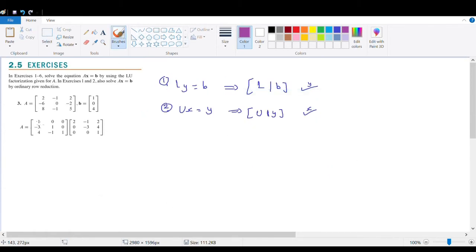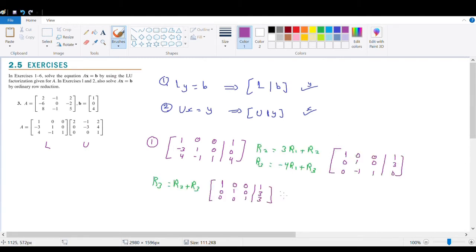In number 3 we'll do the same thing. Here is our matrix A, this is b, this is our L, this is our U. For the first step we need to take Ly = b. Our matrix L is [1, -3, 4; 0, 1, -1; 0, 0, 1], and our b is [1, 0, 4]. We do row operations on this to get our vector y. After doing row operations for the matrix L and the vector b, we get y = [1, 3, 3].